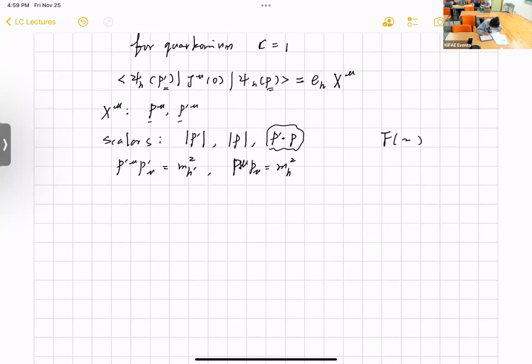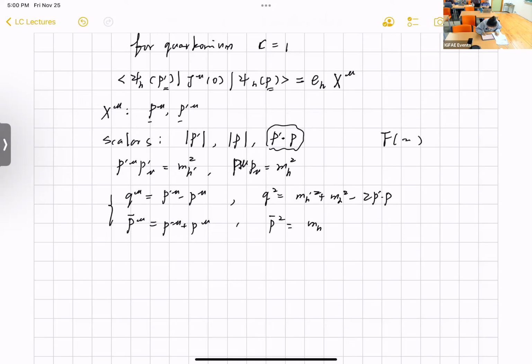So for p and p', let's write q^μ equal to the difference, and p̄ with a bar on top equal to the summation. Okay, and you already know the physical meaning of q, which is the momentum carried away by the photon. And of course, we know q squared by taking the square of the difference of p' and p, and also using the mass shell condition. So we have this, and similarly p̄ squared.